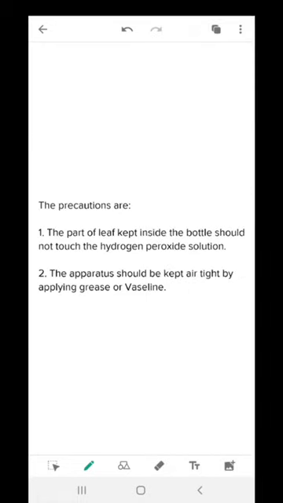The precautions needed to be taken during this experiment are: the part of the leaf kept inside the bottle should not touch the KOH solution, potassium hydroxide solution or hydrogen peroxide solution, whatever you use. The second precaution is the apparatus should be kept airtight by applying grease or Vaseline so that the carbon dioxide should not enter the bottle. Hope you understood the procedure.